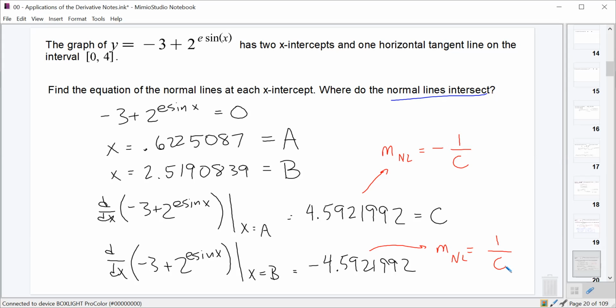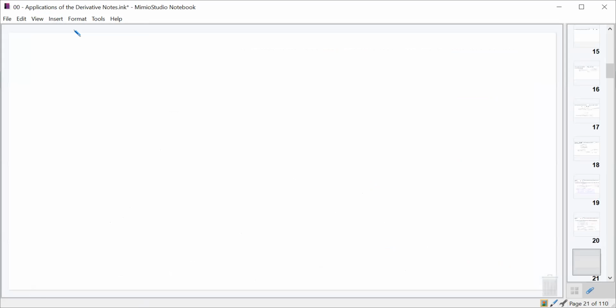I'm going to need a new page for this. The first one is going to be y minus the y value of the first x-intercept. And the y value of the x-intercept is 0, so y minus 0 equals my slope. My first slope was negative 1 over c, and I just need to multiply that by x minus the first x-intercept, which was x minus a.